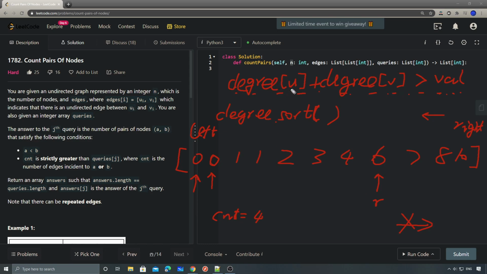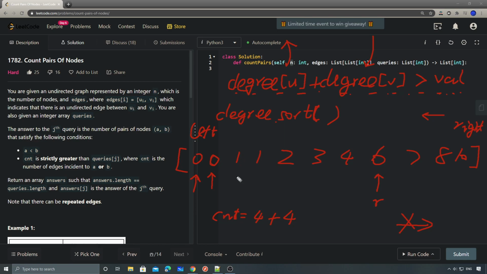right? Because this degree u is always increasing, which means that this degree v here could be decreasing, right? And since every time we have a new degree u here, we can try to shrink this one. Let's say we are at 0, obviously we cannot move this right pointer to the left. That's why we have another 4 here, right? So let's say we have, yeah, maybe this is not a very good example.